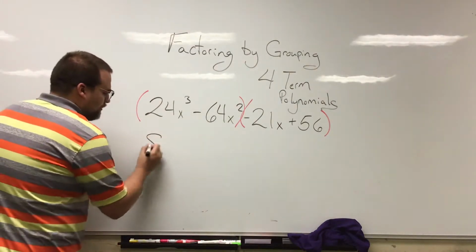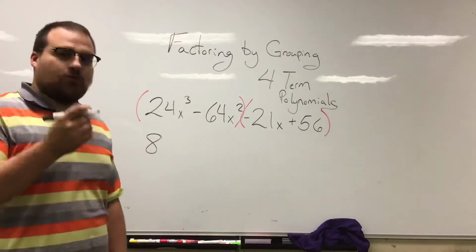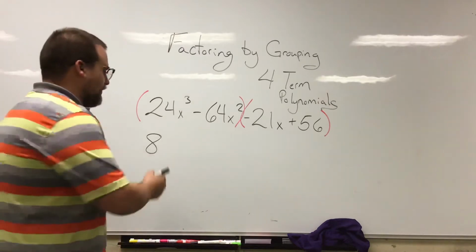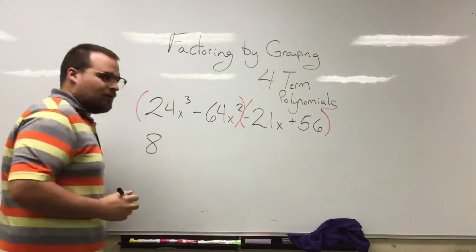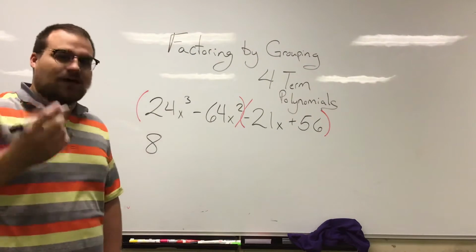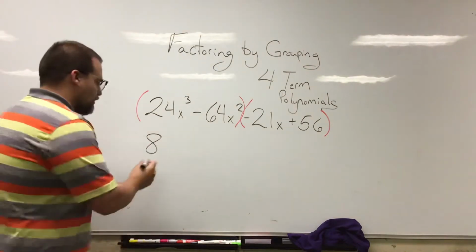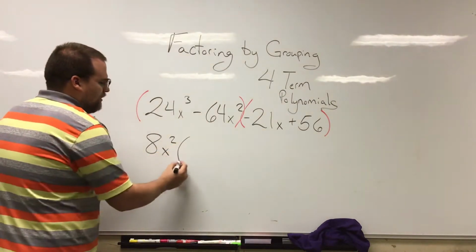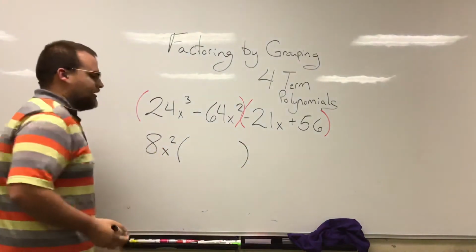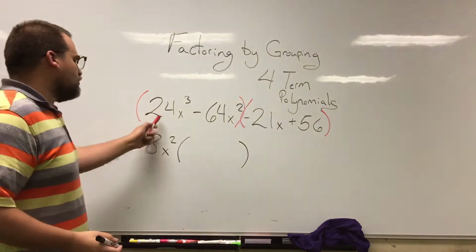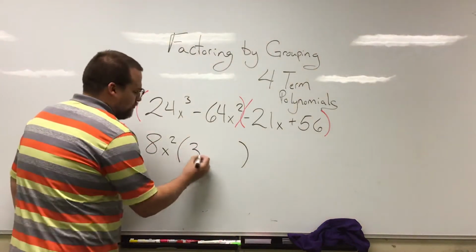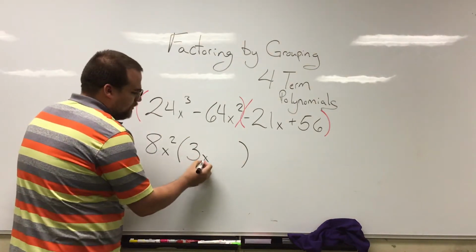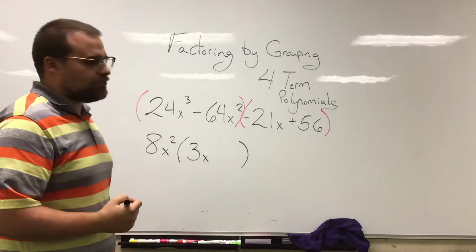So if I know 8 is my largest number for their common factor, I also want to look at my variables. I have x to the third here and x squared there. That means each one has at least how many x's? 2. So 8x squared is actually the common factor among these. So now I want to go ahead and divide out or factor out 8x squared. Dividing 24 by 8 is going to get me 3, and then taking 2 x's out of the 3 that is with that 24 is going to leave me with just 1x, so 3x.